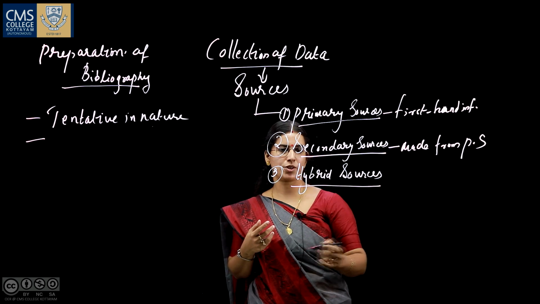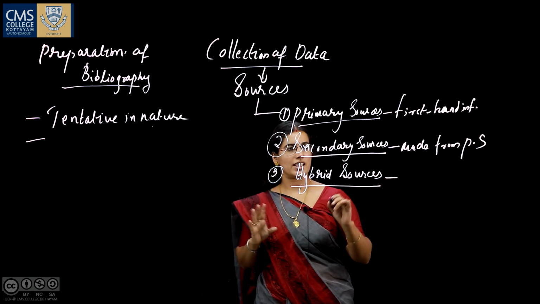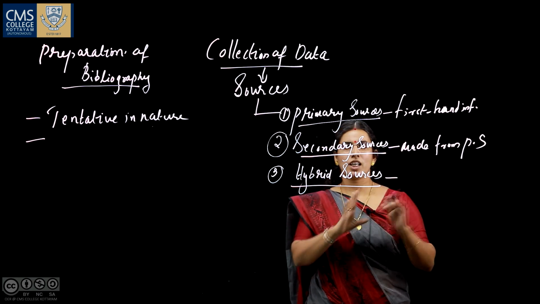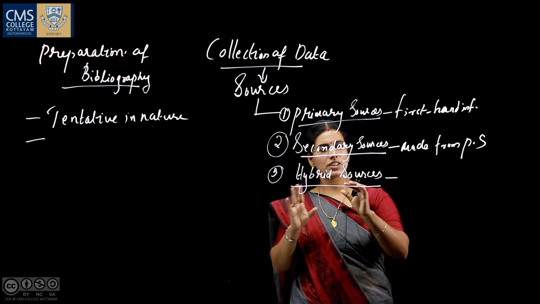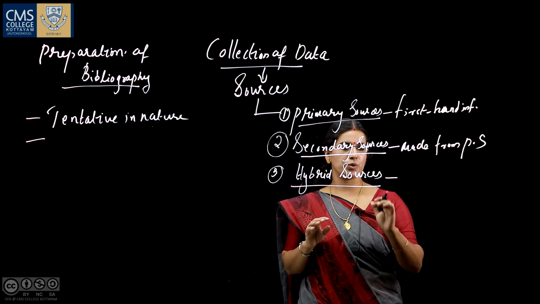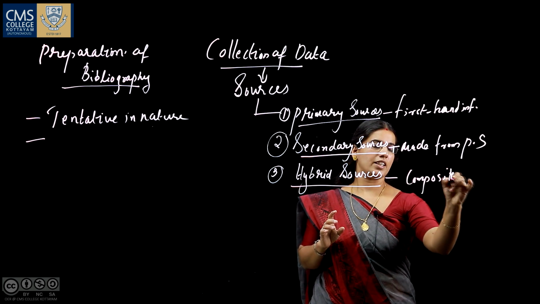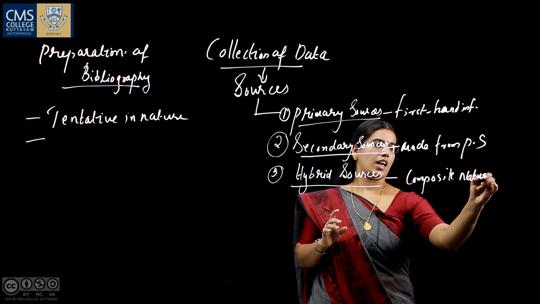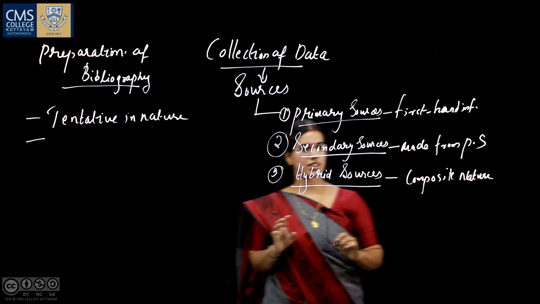Then what about the last source, the hybrid source? From one point of view, some sources are considered primary. From another point of view, the same sources are considered secondary. These kinds of sources are considered hybrid sources. That is the composite nature of sources.